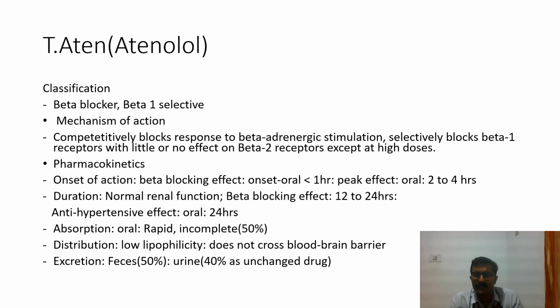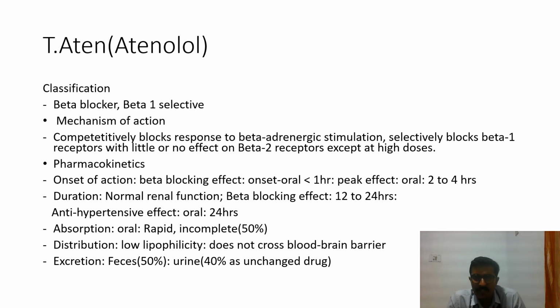Next we can discuss atenolol. Atenolol, as you all know, is a beta blocker. It's a beta 1 selective agent. Mechanism of action: it competitively blocks response to beta adrenergic stimulation, selectively blocks beta 1 receptors with little or no effect on beta 2 receptors, except at high doses.